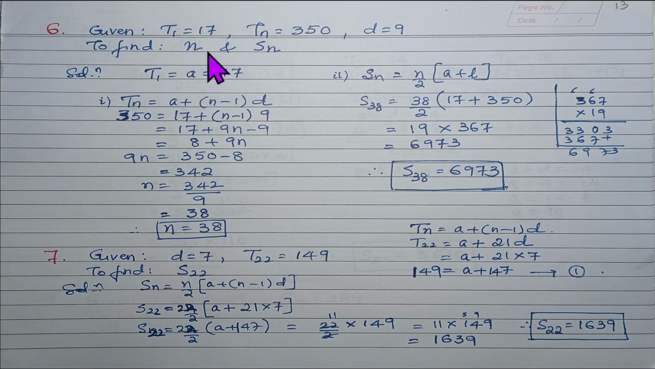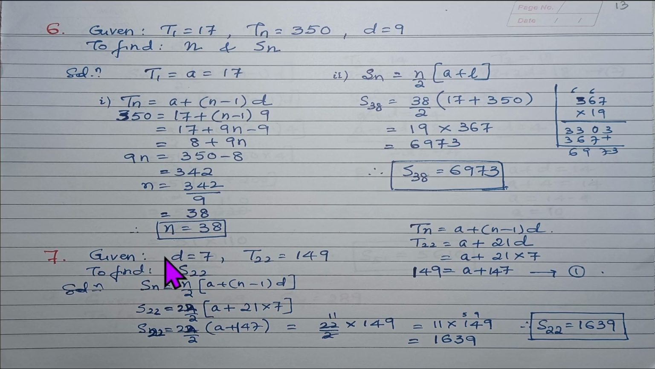Now we have got n as 38 and we have to find Sn, that is S38. Since I know the first term and the last term, I can use the formula Sn is equal to n upon 2 in the bracket a plus l. n is 38 by 2, a is 17, l is 350, and therefore S38 is equal to 19 into 367, that is 6973. So that is the value of S38, or the sum of 38 terms of the given example.